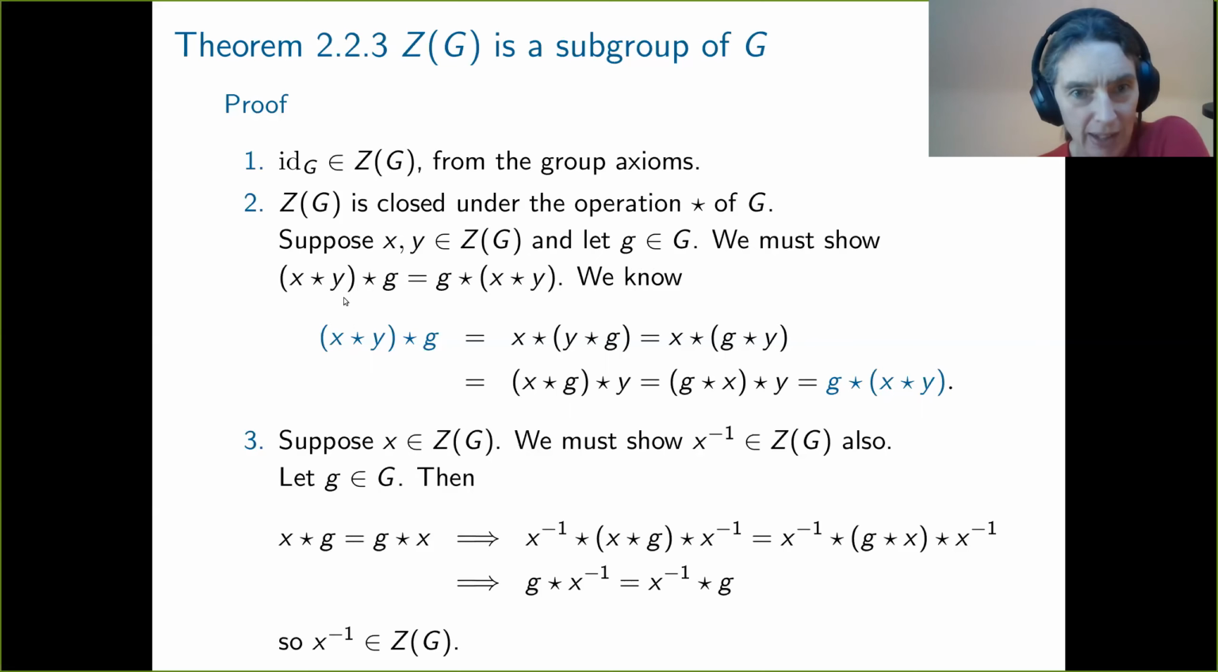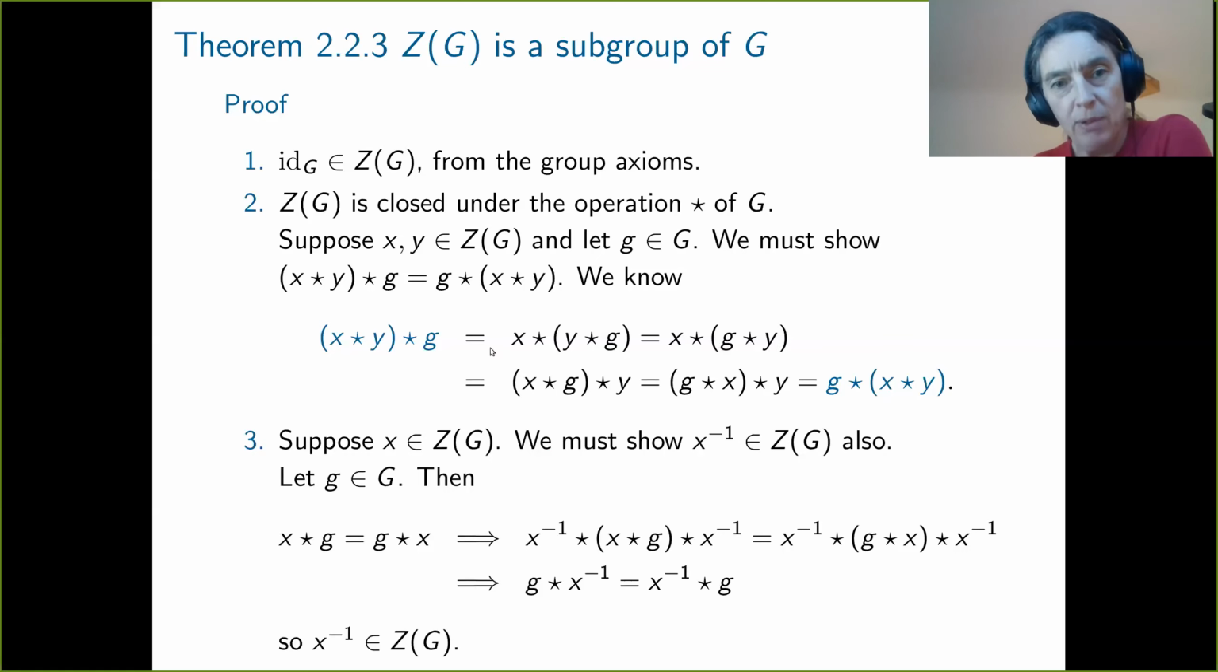So let's write down the left-hand side of that, x star y star g. What can we do with that? We ultimately want to show that it's equal to g star x star y. Well, we've got to start somewhere. So let's start by using the fact that we know our operation is associative because we're in a group. So we can rewrite (x star y) star g as x star (y star g). We really want to move the g from the right to the left of this expression. Here we've got x star (y star g). Well, y is in the center. It commutes with everything. So we know that y star g is equal to g star y. That means we can write x star (y star g) as x star (g star y).